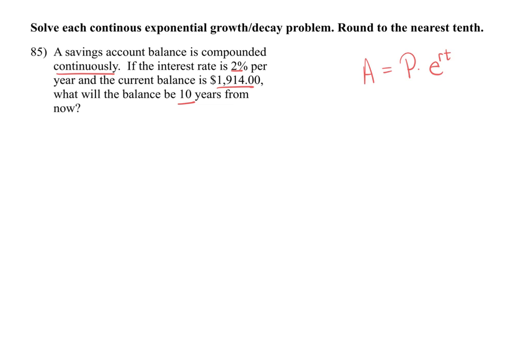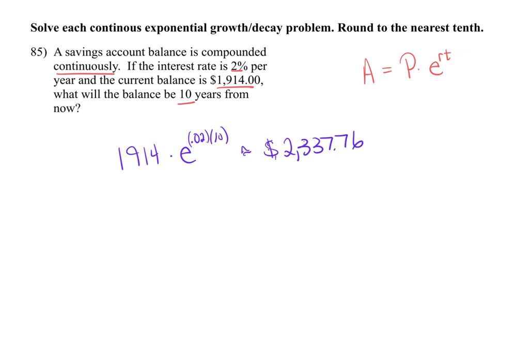So I'm just going to plug it in. 1,914 times E to the rate, 2% is 0.02, time is 10. This is dollars and cents for this one, so we want to round to dollars and cents, even though your directions say tenth. That does not apply to dollars and cents.